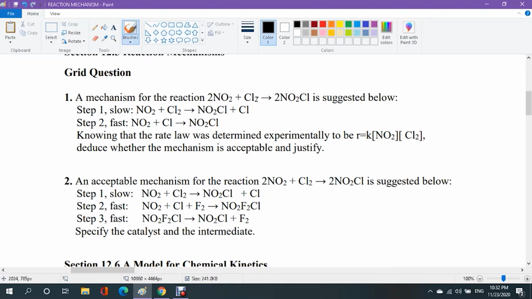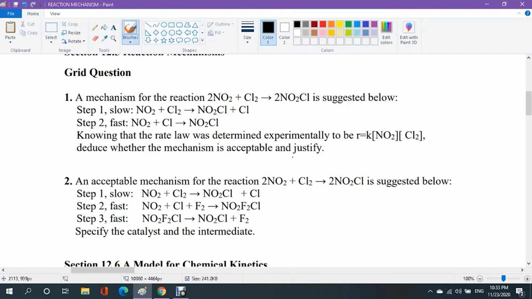Okay, so now let's do number 1 and 2. A mechanism for the reaction 2NO2 plus Cl2 gives you 2NO2Cl is suggested below. Step 1, the slow step, NO2 plus Cl2 gives you NO2Cl plus Cl. And step 2, the fast step, NO2 plus Cl gives you NO2Cl. Knowing that the rate law was determined experimentally to be R equals K [NO2] [Cl2], deduce whether the mechanism is acceptable or not, and justify.